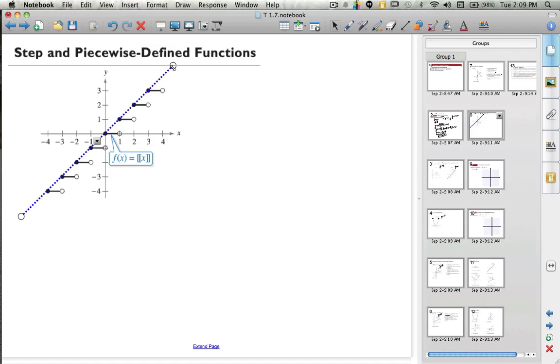All right? And what happens is, it's like if I took this and I chopped it up into pieces of line that were a length of 1 and just laid them down to be horizontal. Okay, so that's sort of what this looks like. It's a very specific and unique form of piecewise function. Piecewise functions, again, have different rules for each different range.